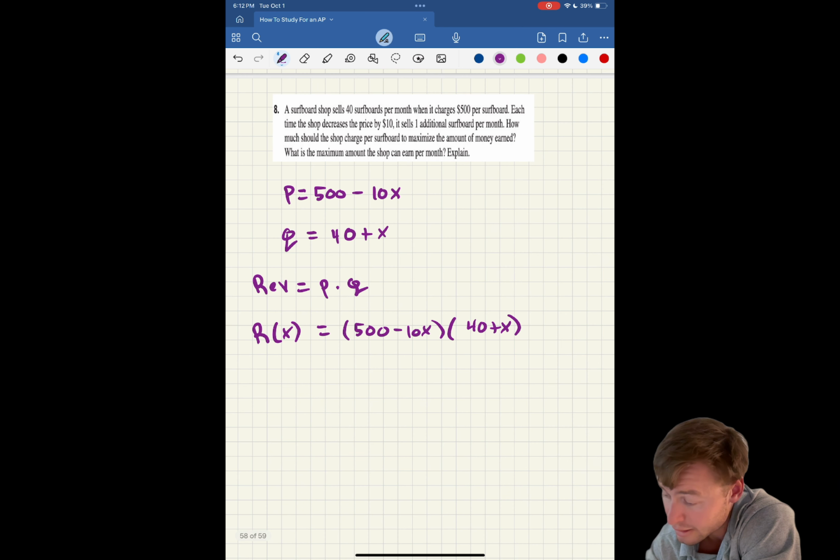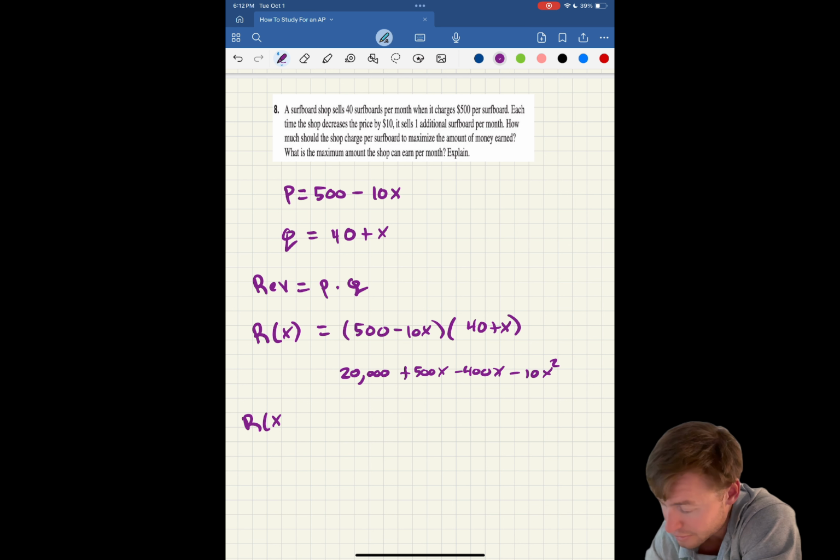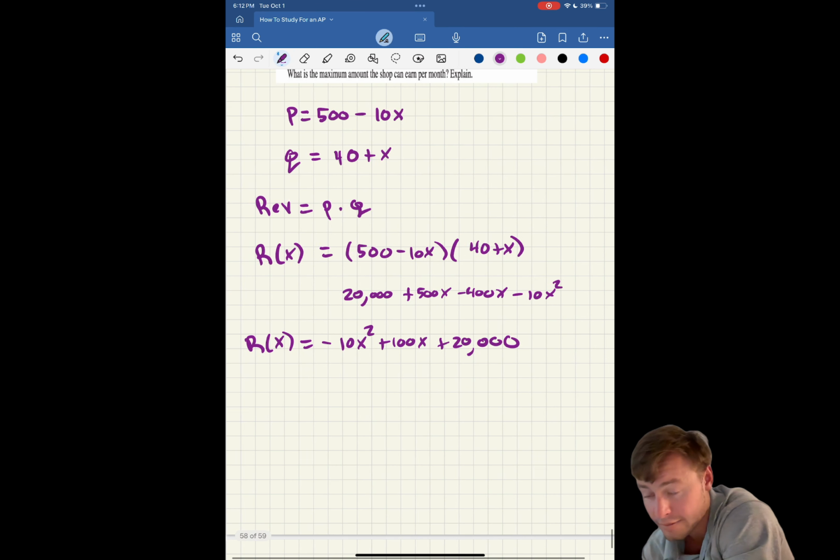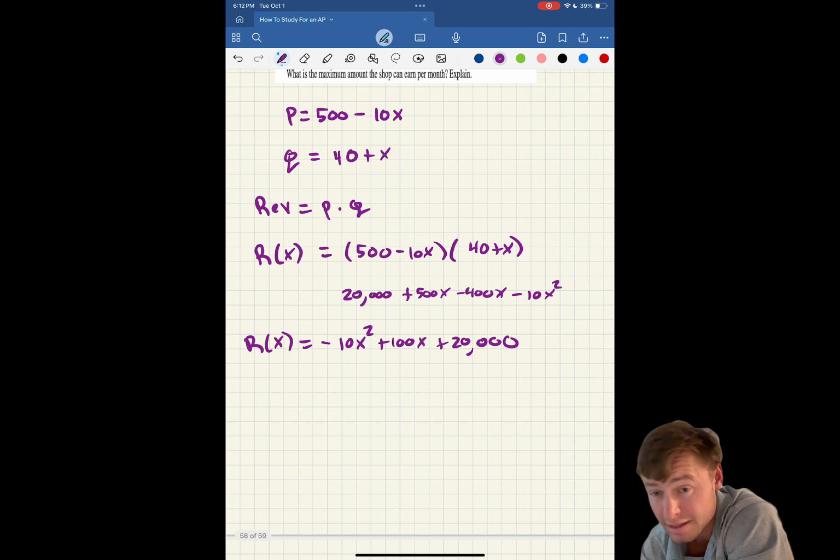500 times 40 is equal to 20,000, plus 500x minus 400x, I'm just foiling this, minus 10x squared. So the r of x, the revenue as a function of the number of surfboards sold, is negative 10x squared plus 100x plus 20,000. Now, this is a quadratic function that has a maximum value at its vertex.